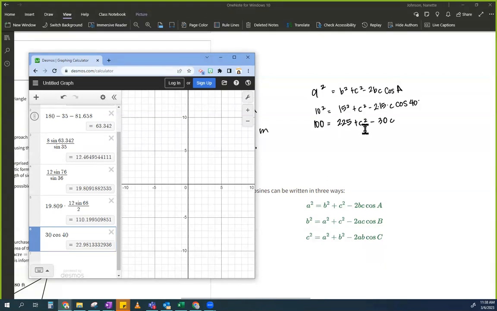All right, so the next thing that I do is I notice that this is going to be a quadratic. Okay, and because it's going to be a quadratic, I'm going to use the quadratic formula. So I'm going to want 0 on one side. So I push everybody over and move it this way. And so I got C squared minus 22.98C plus 125 equals 0.